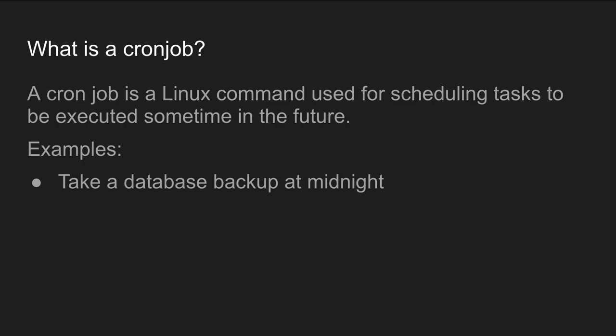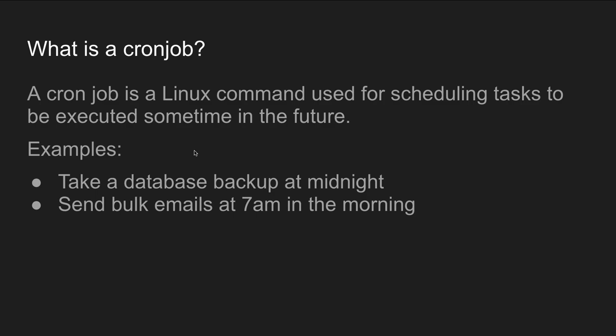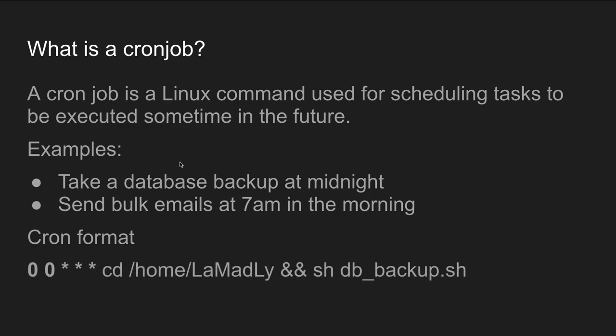So what you want to do is set up a cron job and write a script which does that for you. Another example could be sending bulk emails at 7 a.m. in the morning. So what is the cron format? This is the cron format, where the first part is the time you want to schedule, and the second part is what script you want to run. This one is changing the directory to lamadly and running the shell script to take the database backup every day at midnight.